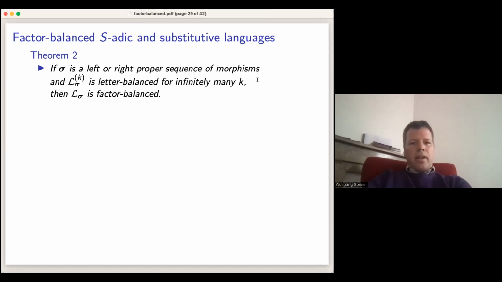As Leo said, if we have a proper morphism, then we go from balancedness of length n to balancedness of length n plus 1. And since we have infinitely many proper morphisms, from length 1 we attain all lengths. So this is a generalization of the result by Perdet, Jacqui, Durand, Leroy, Perrin, and Petit, who assumed unimodularity of the morphisms.